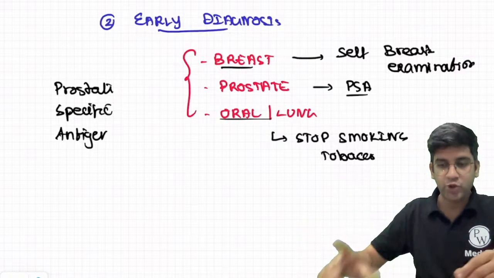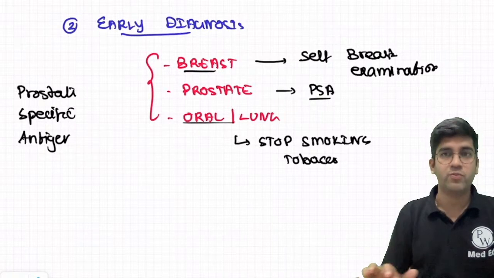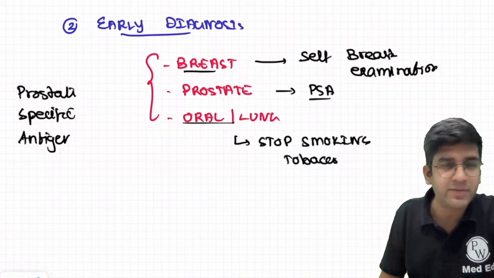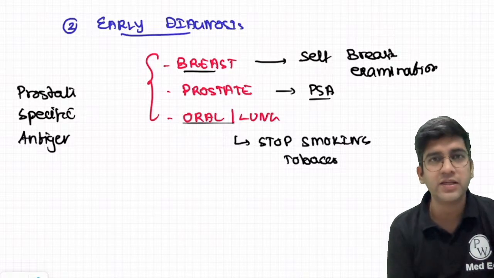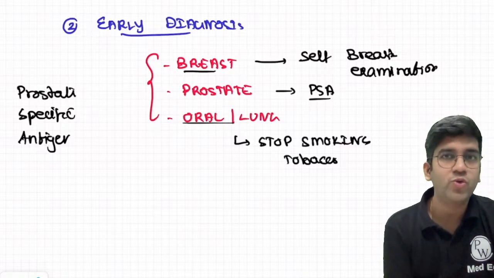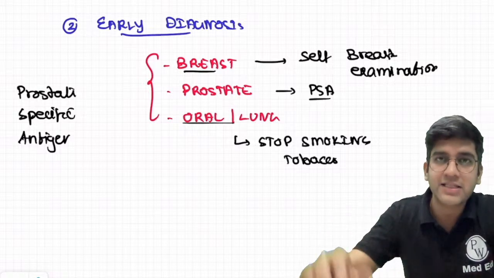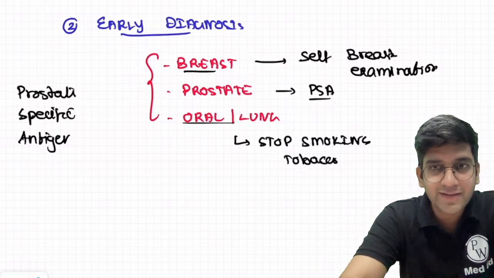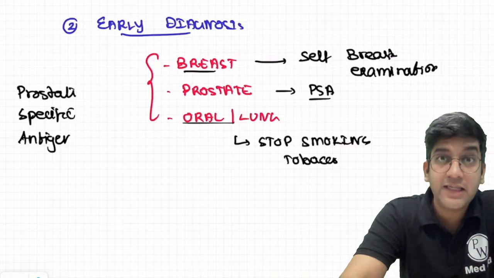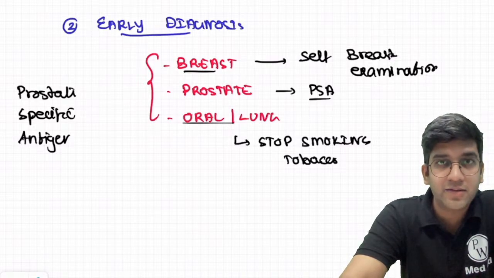Okay, so this is a take home message for you. If your parents are a little bit above 45-50, I'm sure your parents will be in that range, teach them self-breast examination and do a PSA level. And if you or any of your friends have any hazardous habit, try to stop it. Because it's said that cancer will be the most common cause of death in 2030, even more common than heart attack. It's a WHO report. So it's a concern. Okay, that's all of today's lecture.